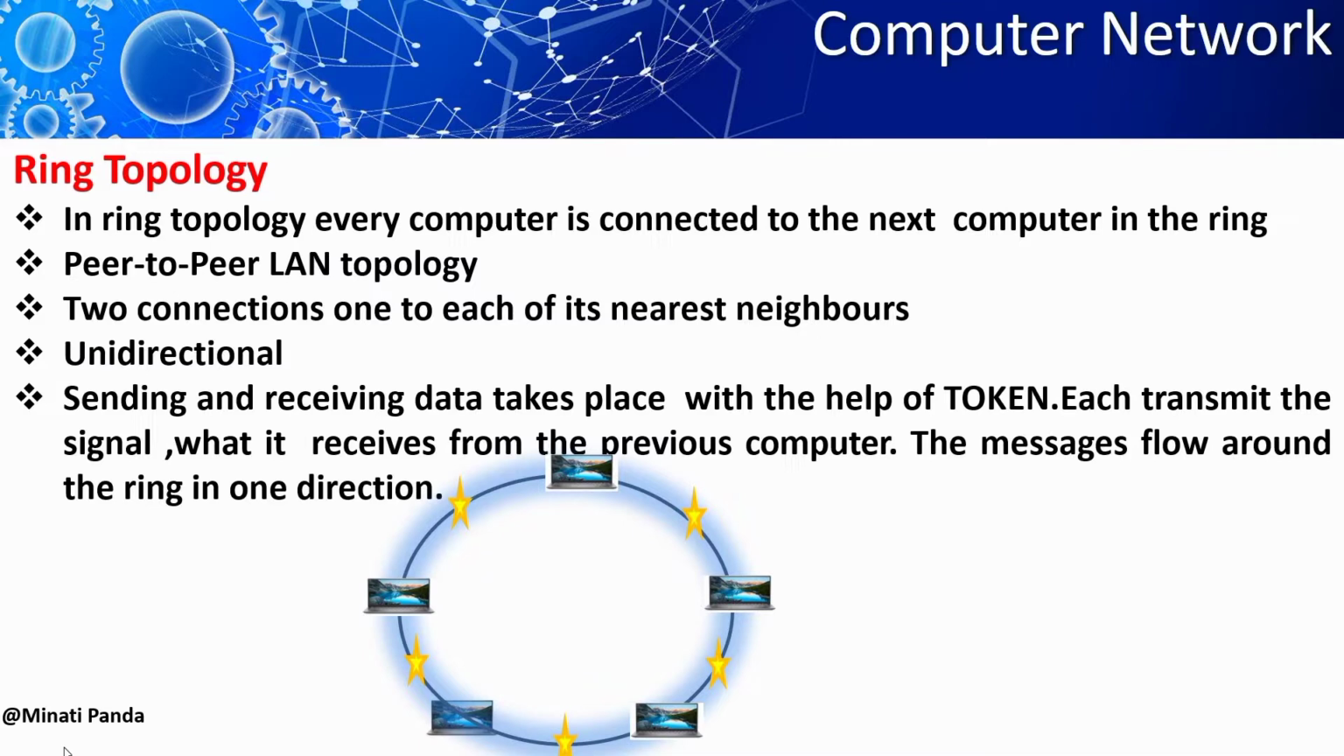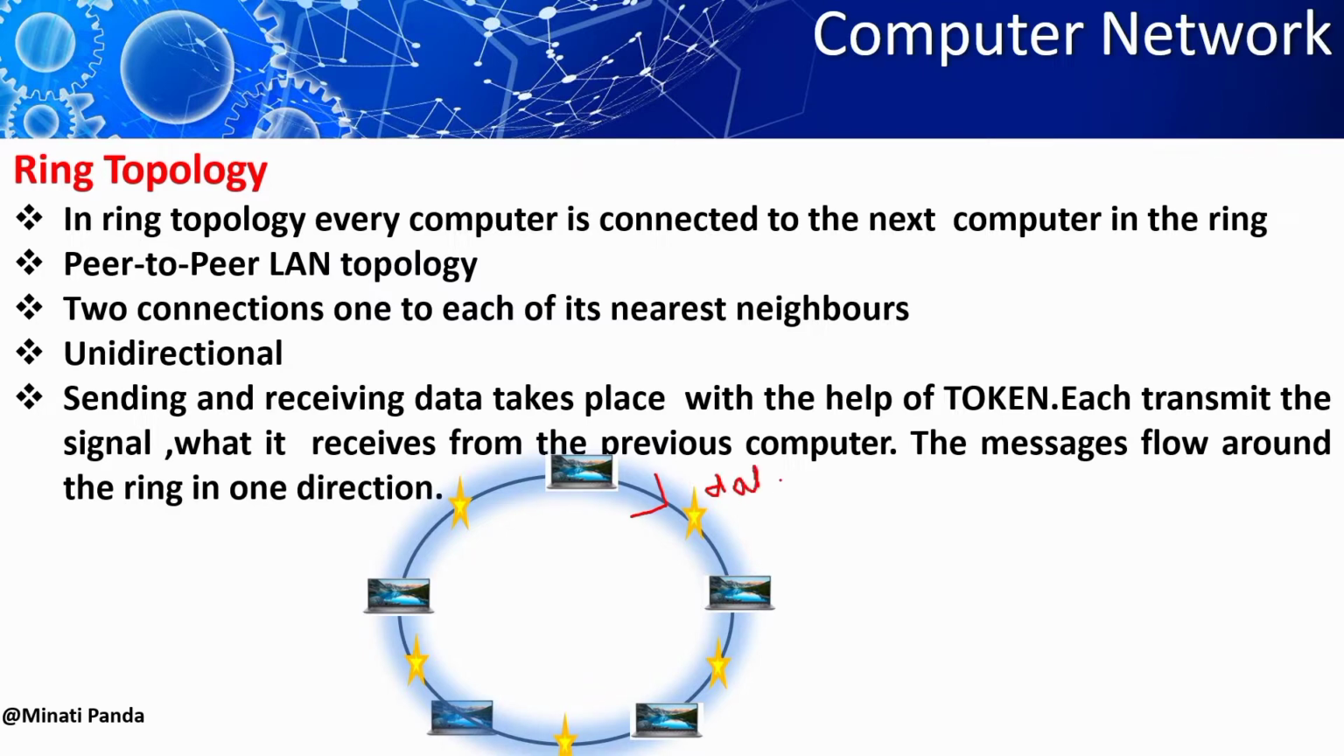All the nodes are peer-to-peer LAN topology nodes. Here every computer on this ring has exactly two neighbors for communication. Each data packet is sent around the ring until it reaches its final destination.